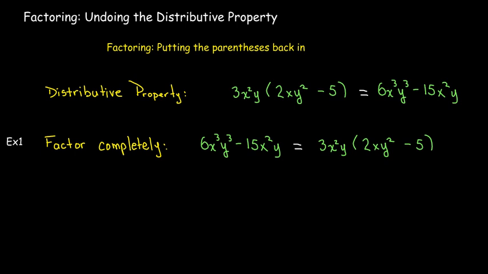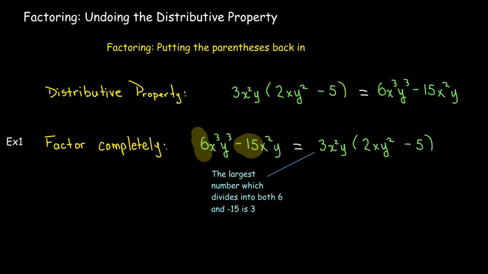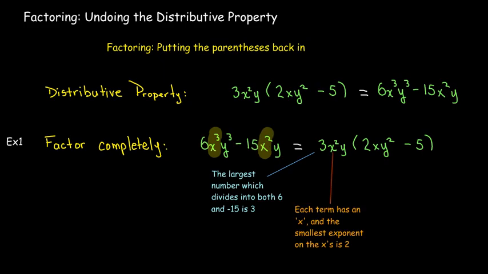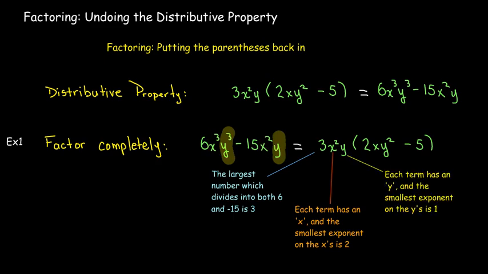So how would we get the 3x squared y? Well, for the 3, we're going to look at the coefficients, the 6 and the negative 15, and think of the largest number that will divide evenly into both of those, and that's 3. Then for the variables, we look at the exponents. We have an x cubed in the first term and x squared in the second term, and so the lowest exponent is x squared. So that would be the common factor. And then there's a y cubed and a y. So the y by itself has an exponent of 1, so we'll just take the y as our common factor. It goes outside the parentheses.